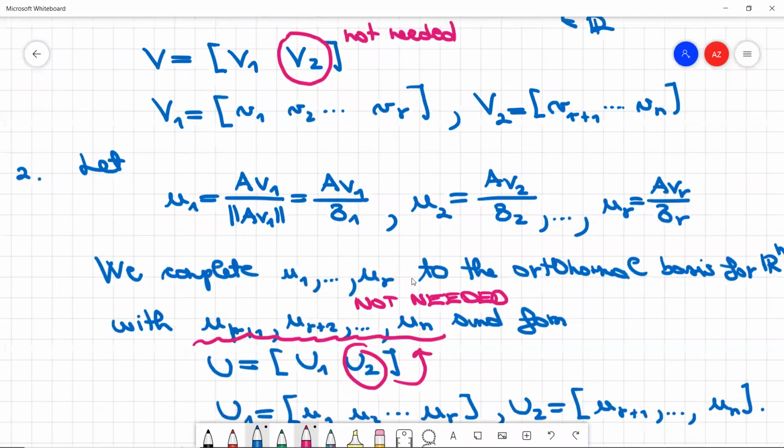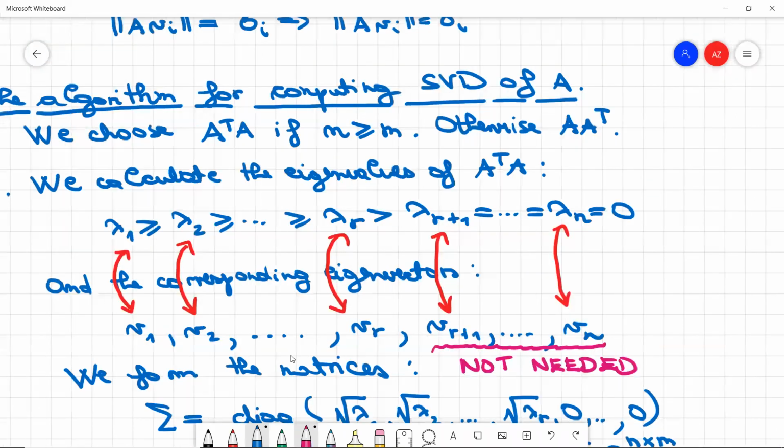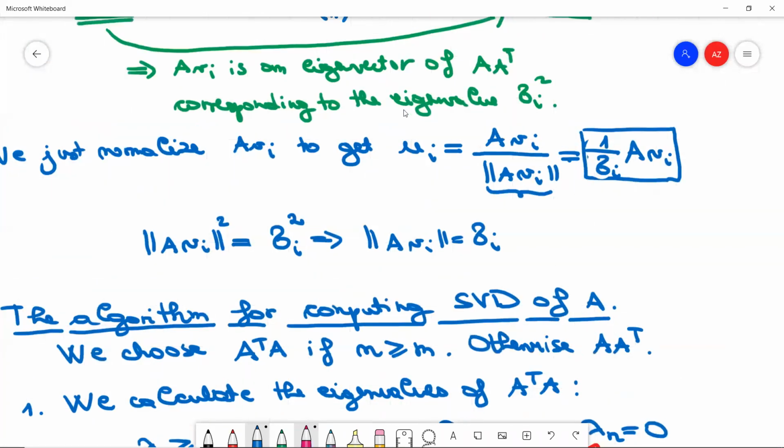So before we continue, just to persuade you a little bit more about this step, probably this was quite quick. So let me again explain why this is true. This UI is AVI over the norm of AVI, and here I claim that the norm of AVI is sigma I. So I would just like to give you another reason why this is true.